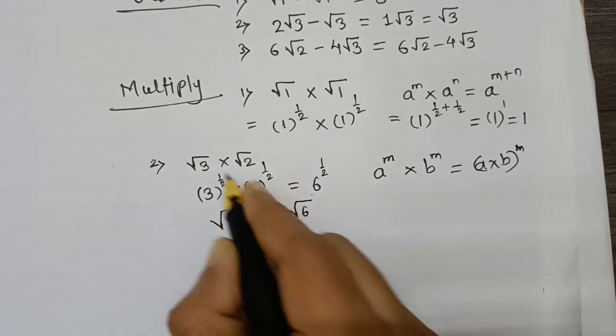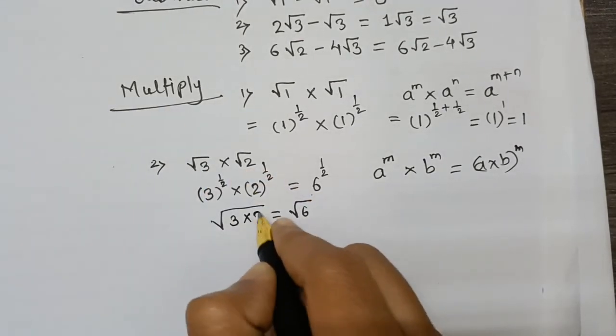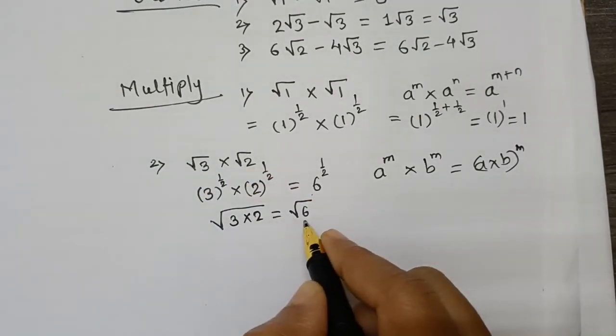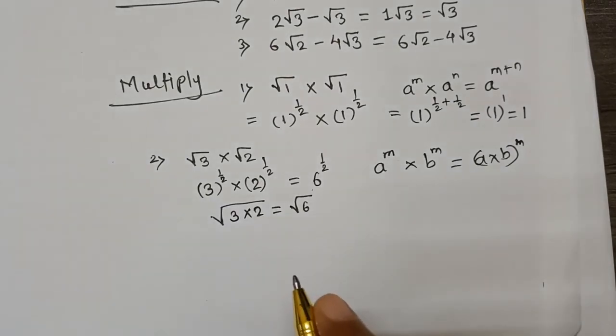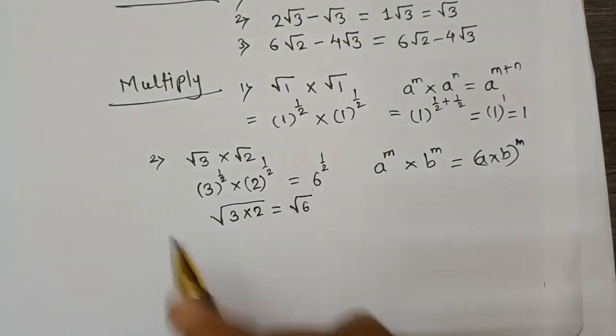What am I doing here? 3 multiplied by 2, you can multiply them. That is 3 twos are 6. So it's root 6.